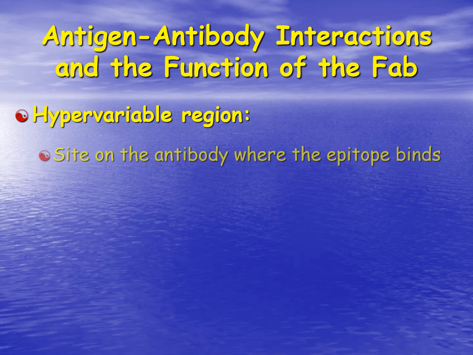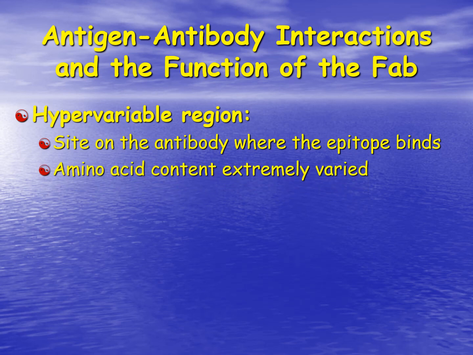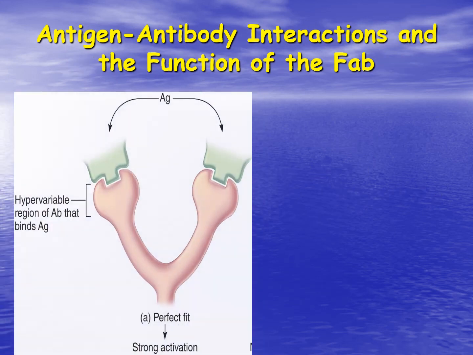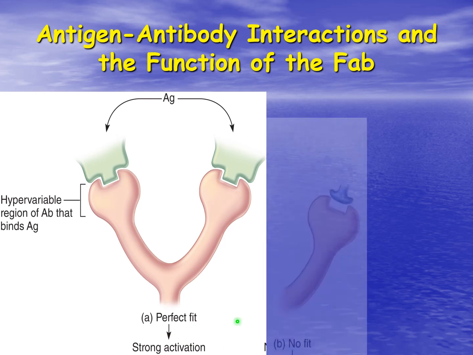The hypervariable region is the site on the antibody where the antigenic epitope will bind. Here, the amino acid content is extremely variable, and it's based specifically upon which antigen this antibody was made to. A minimal complementary fit is necessary for the antigen to be held effectively to the antibody. So in this picture, we see a perfect fit between the antigen and the hypervariable region of the Fab region, and we get a very strong activation of the antigen-antibody complex.